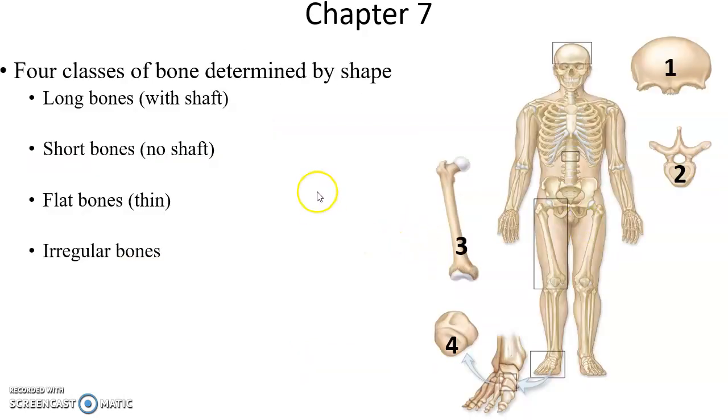Turns out there are 4 classes of bones by shape. We have the long bones, as shown here, with a long shaft. They're longer than they are wide. We have the short bones, no shaft, kind of blocky in shape. We have the flat bones. Flat bones are thin, sort of like a slice of bread. And then the irregular bones are the bones that have a rather unusual shape.